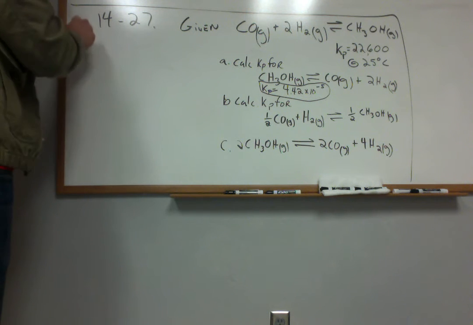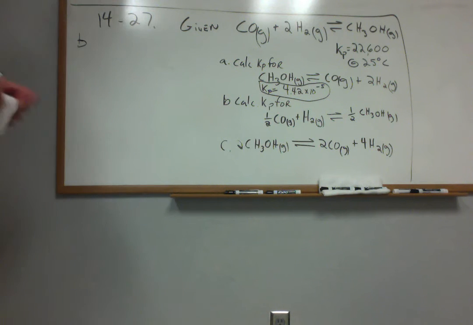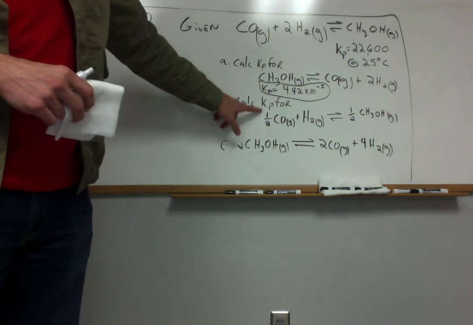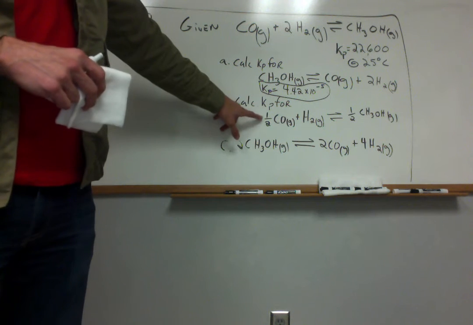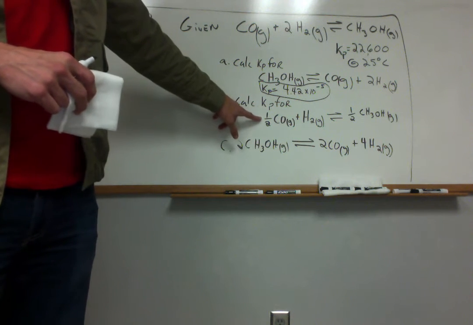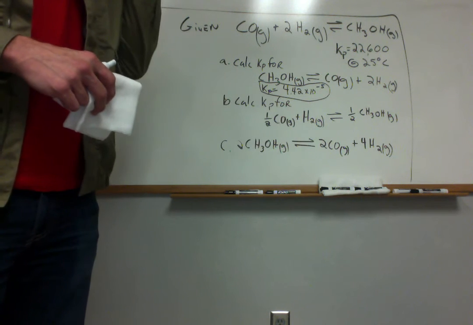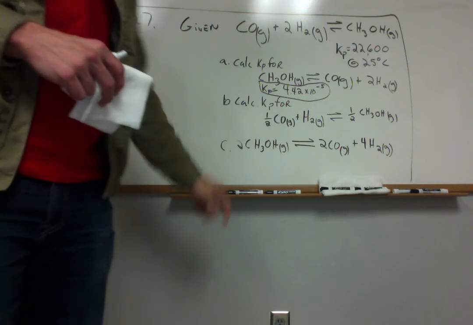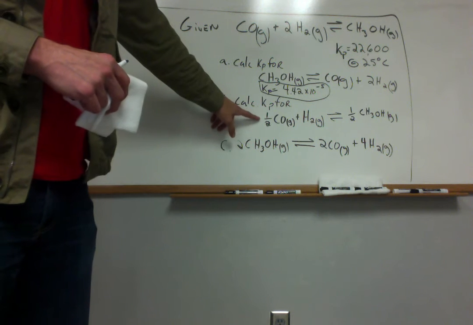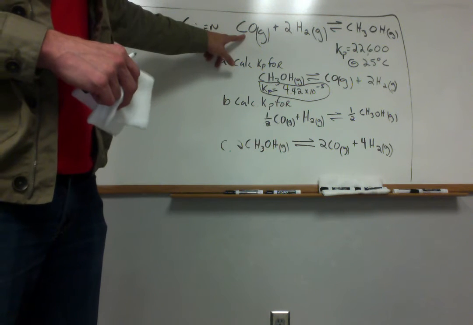Problem B. It asks us to calculate K for a different reaction. In this reaction, we're taking a half a copy or unit of carbon monoxide, combining with 1 hydrogen to make half of methanol. Now if I compare this reaction with this reaction, they actually look really similar.